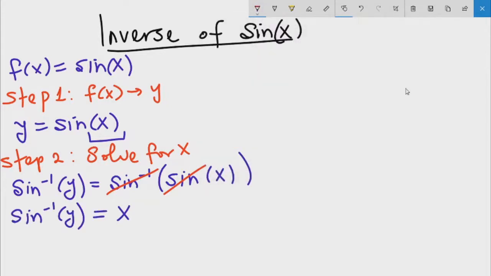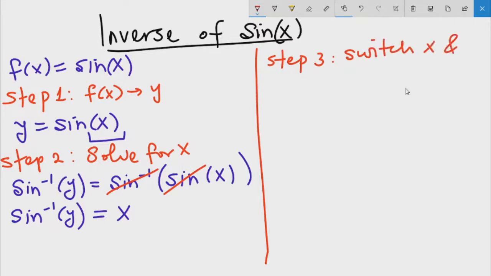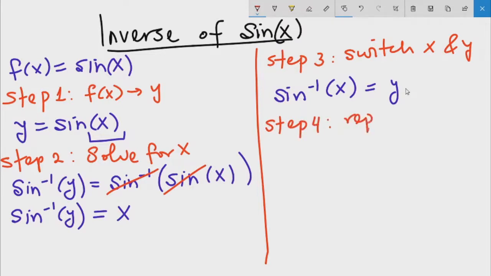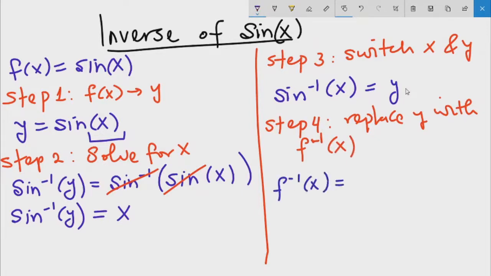And then the third step in finding this inverse is to now switch x and y. That means sine inverse of x becomes the y. And the final step, step 4, is to replace the new y with the inverse of f of x notation. So the inverse of f of x equals to.